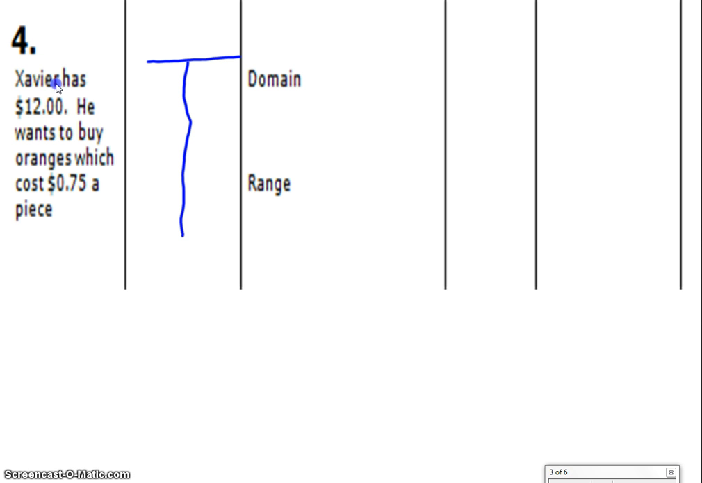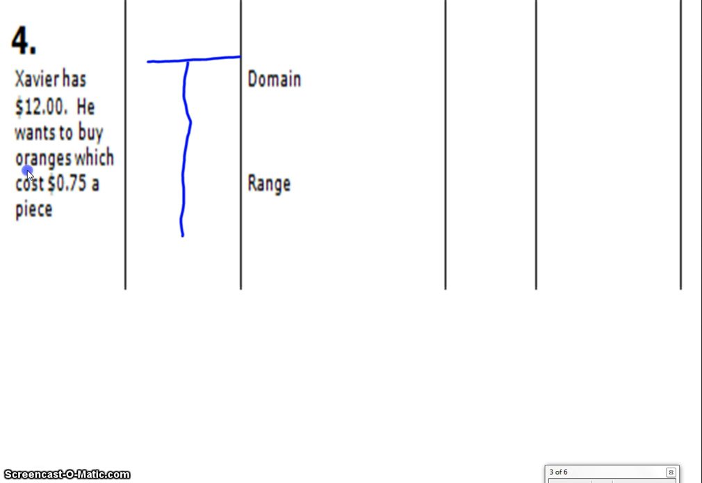Quantities are. So let's look at the problem here. This one has meaning to it, so we have to be careful about what our domain and range are. Unlike if it were just a regular function where we could say all real numbers, this one has some meaning to it. It says here Xavier has $12. He wants to buy oranges which cost 75 cents a piece. So we need to look at what two quantities or what two values are being compared or talked about, okay?